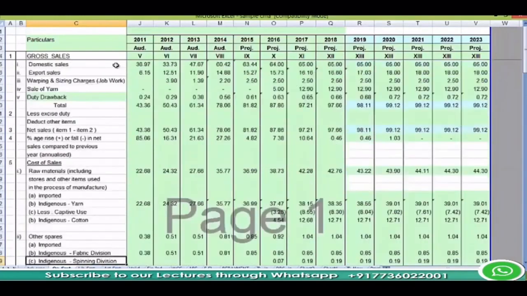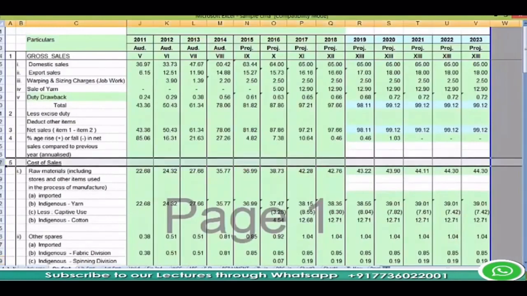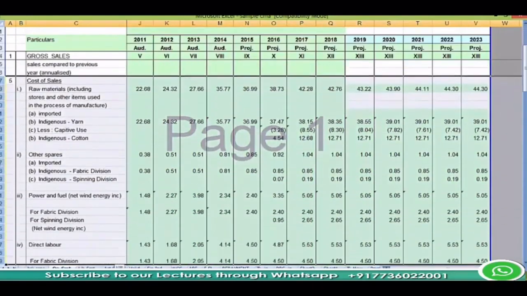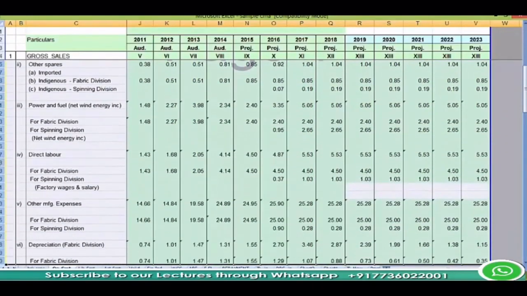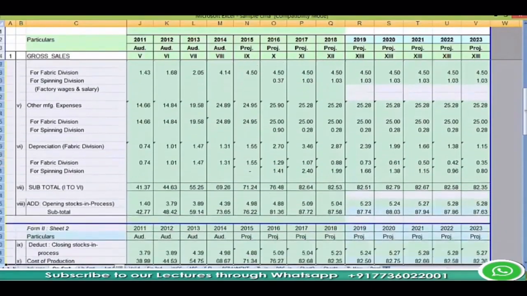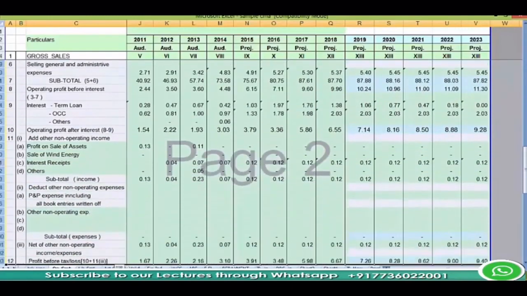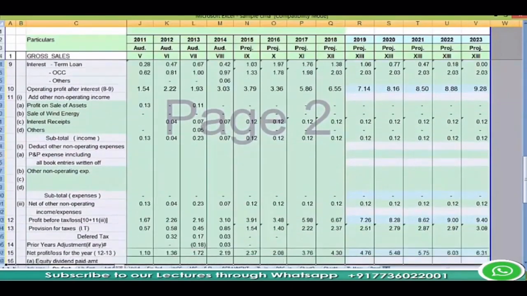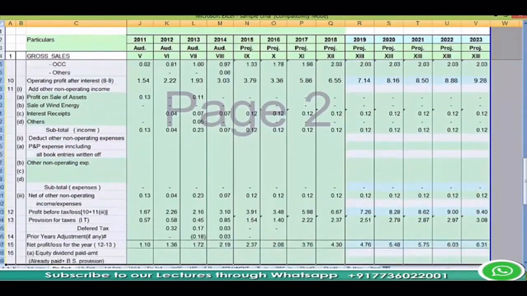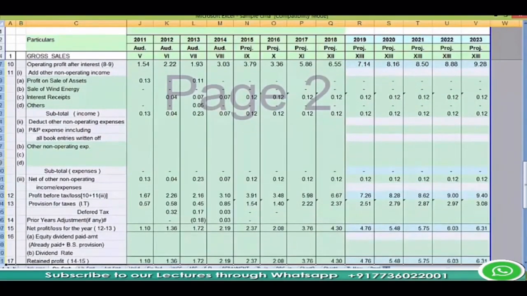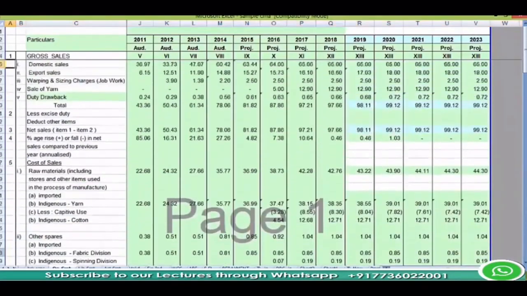So it starts with gross sales, and it talks about various expenses from this point, expenses like raw material, other spares, power and fuel, direct labor, other manufacturing expenses, depreciation, then stock movement, selling and general expenses, interest expenses, then operating and non-operating incomes. Then finally it talks about the profits and the tax component, and what is paid as dividend and what is a retained profit. We will understand all these concepts one by one in the subsequent sessions, but this is how a typical CMA will look, which is basically an Excel document. So this is the first input sheet.